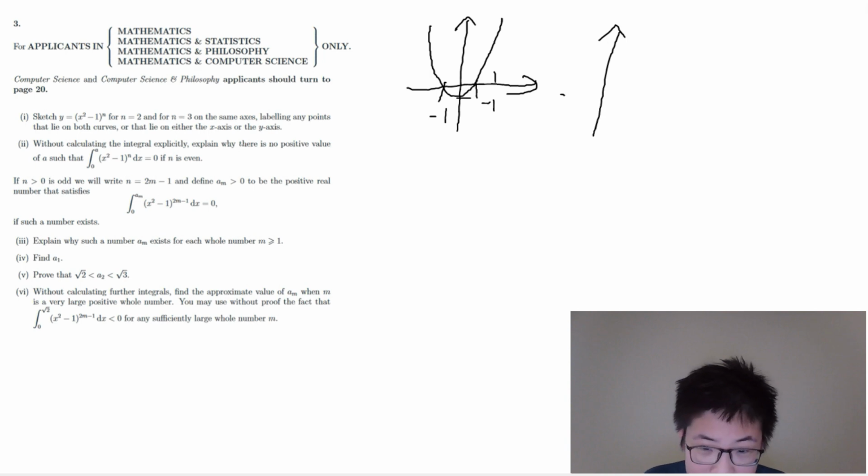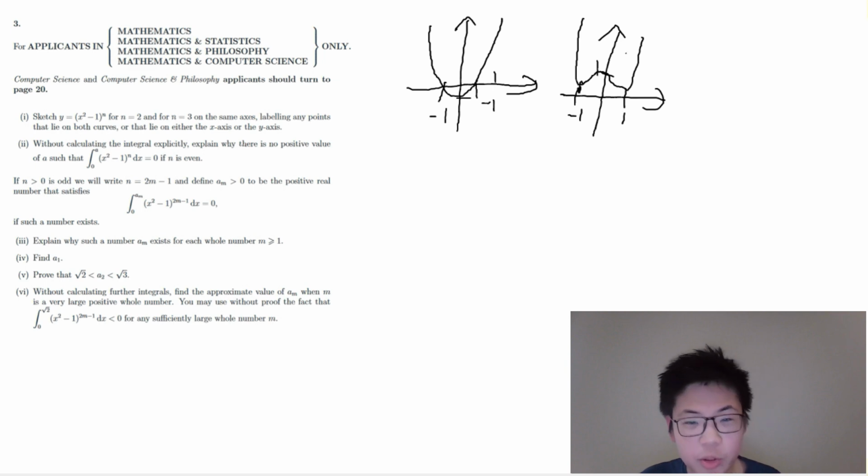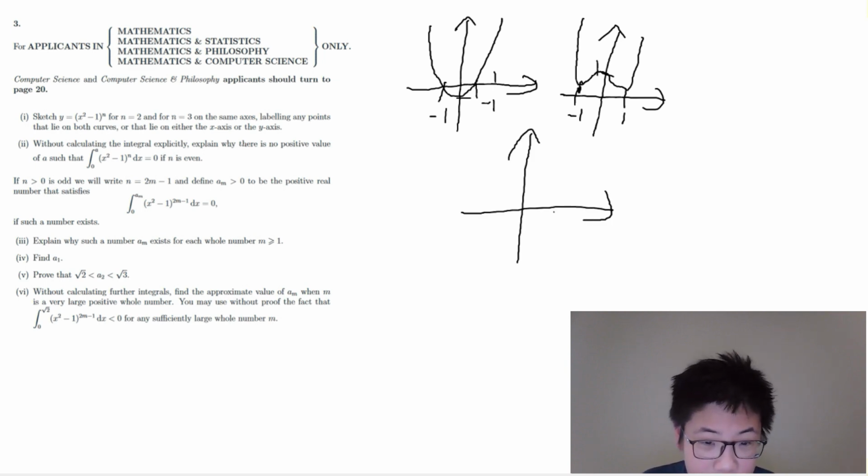If you square, it's like taking x to x squared. You take all the y coordinates and multiply them by itself. This means that all of the values will effectively be positive, and this will create this graph here. And similarly, for n equals 3, you just warp the proportions near the x-intercepts, something like this.